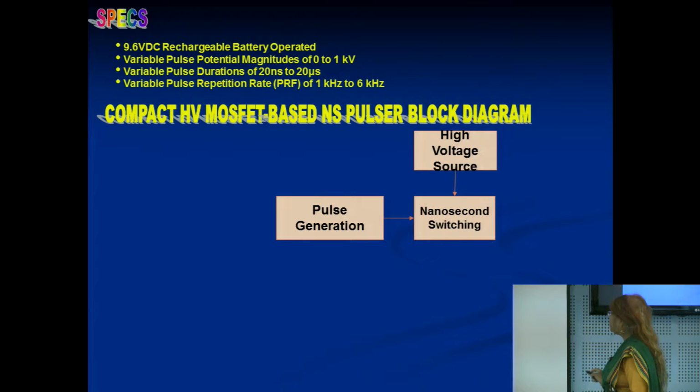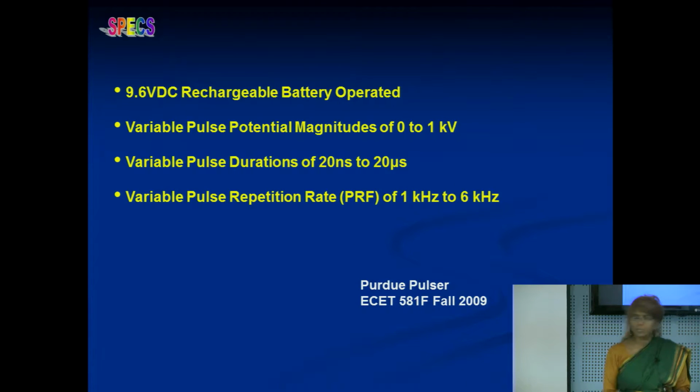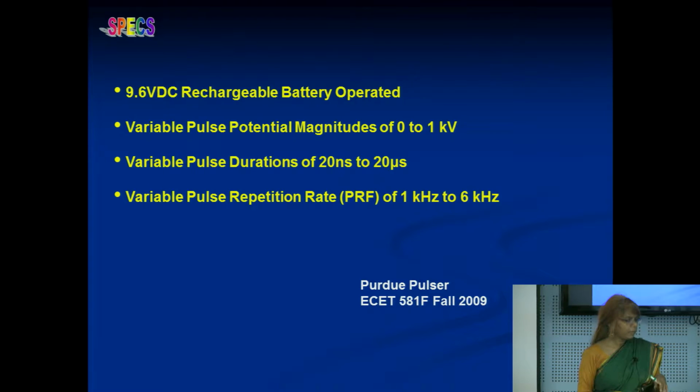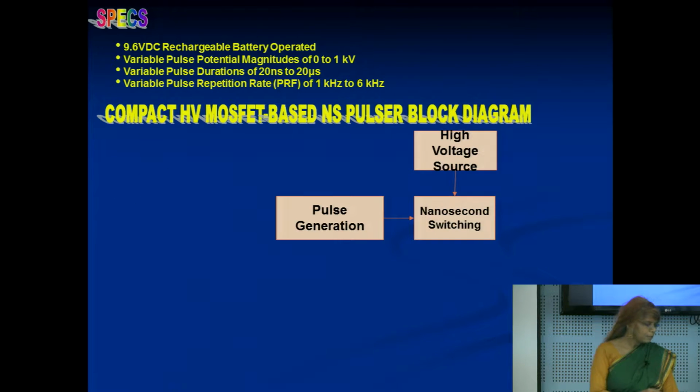You have a high voltage source, pulse generation, and nanosecond switching. So we have a 9.6 volt DC rechargeable battery source that will be outside. Then a variable pulse potential magnitude of 0 to 1 kV, variable pulse durations, and variable pulse repetition rate. Two master's students did this work.